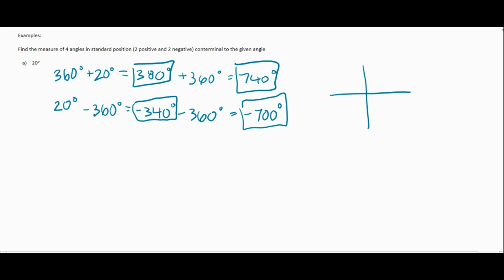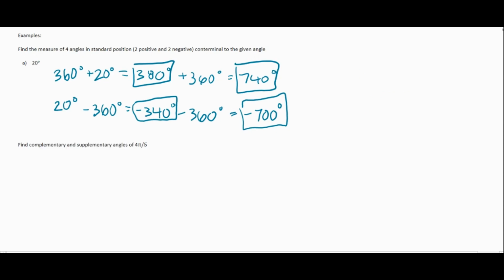With that being said, if we had this 20-degree angle, we could see that the 380 degrees is a full rotation plus an additional 20 degrees. The 740 degrees is two full rotations with an additional 20 degrees. The same thing would go for the negative 340 degrees and the negative 700 degrees.